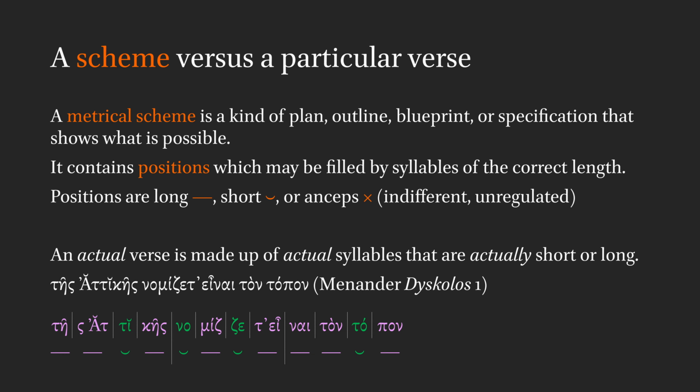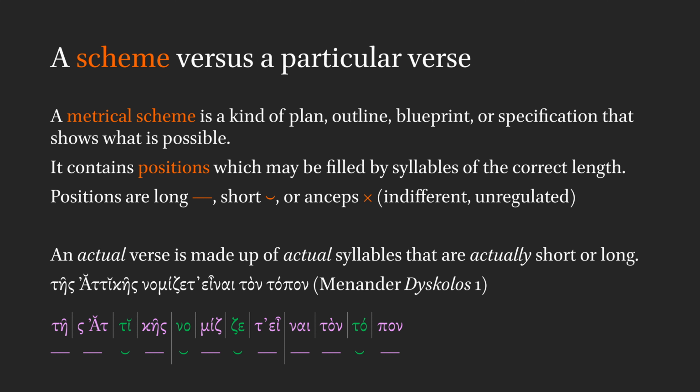But an actual verse following that scheme looks like this: tes atikes nomis etinai ton topon. If we look at each individual syllable, we can see that while some positions in the scheme were anceps, undecided, in the actual verse, they all become either long or short. None of them are undecided anymore.